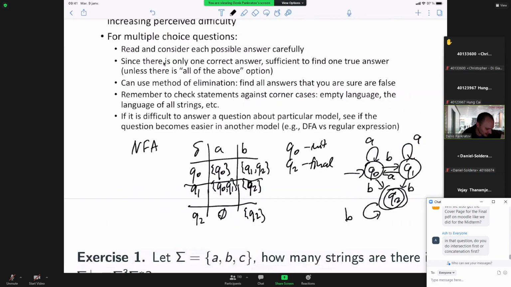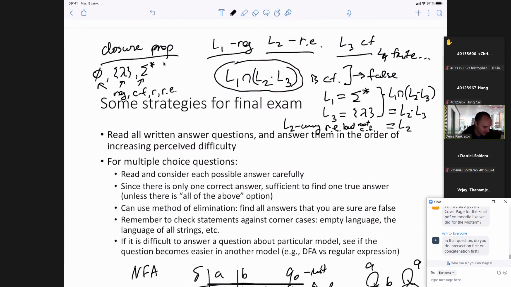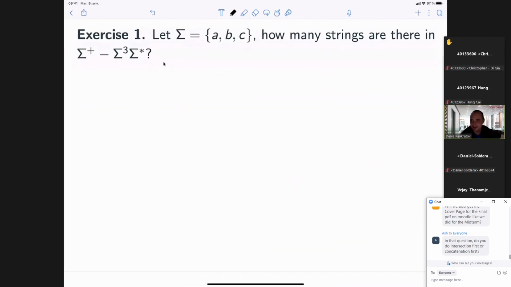Okay, so next I'm going to go and solve a bunch of prepared questions. And feel free to raise a hand at any point, ask a question. So I see Christoph has a question. Go ahead. Yeah, I just wanted to be sure, is sigma plus also one of the corner cases?